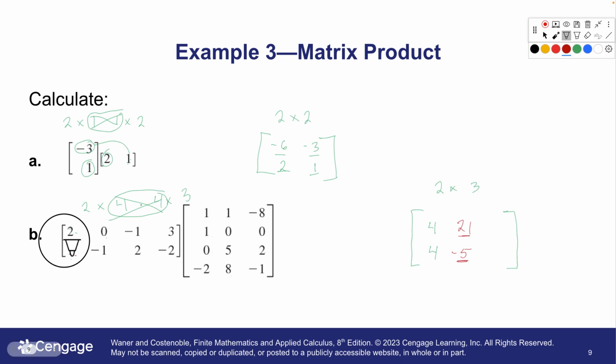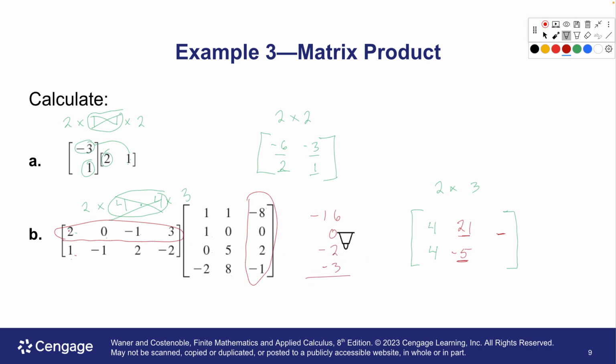So we're going to take first row times the third column, and that's what's going to go here. 2 times negative 8, negative 16. 0 times 0 is 0. Negative 1 times 2, negative 2. 3 times negative 1, negative 3. We add it all together. These are all negative. There's negative 5, so that should be negative 21.